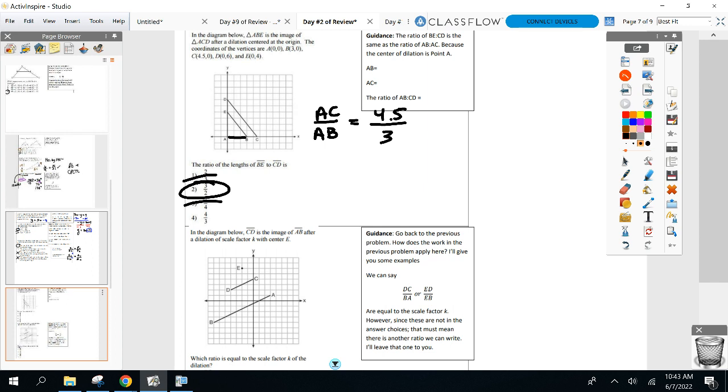And again, if you did that at the beginning, how do I know it's 3/2 versus 2/3? Why am I eliminating 2/3 again? The triangle is getting bigger, and I need something bigger than 1. All right, I'm going to end it here, actually.